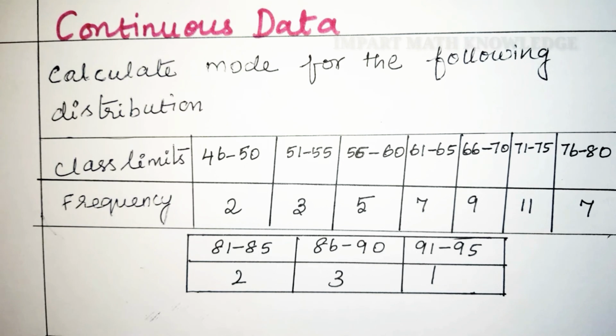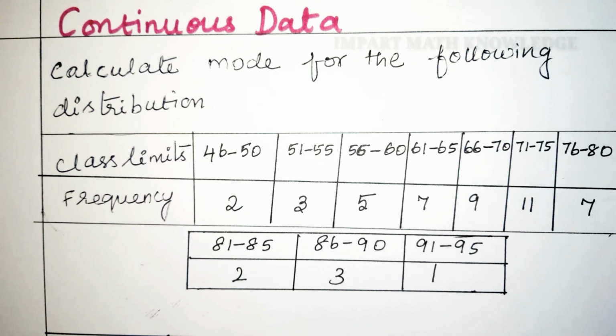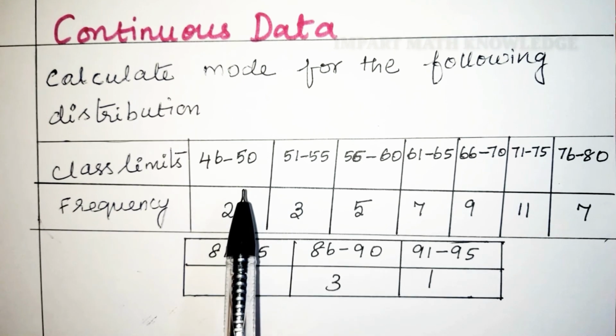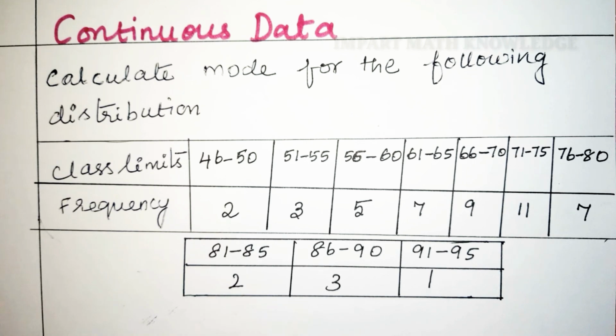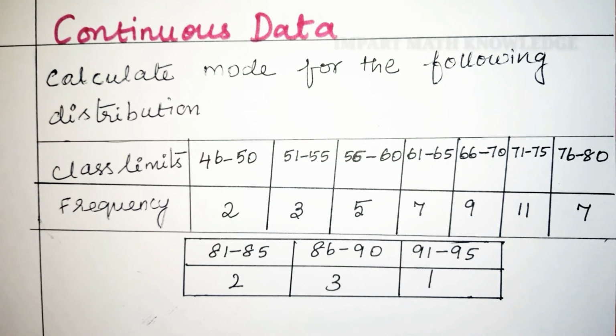Next one, continuous data. In the problem, class limits and the frequency are given. The given class interval is discontinuous. So first we have to write the true class limits and then find the mode. To make it continuous, we have to find the true class limits. The difference between the lower limit of the second interval and the upper limit of the first interval is 1. 1 divided by 2 is 0.5. So you have to subtract 0.5 from the lower limit and add 0.5 to the upper limit. Then you will get continuous data.